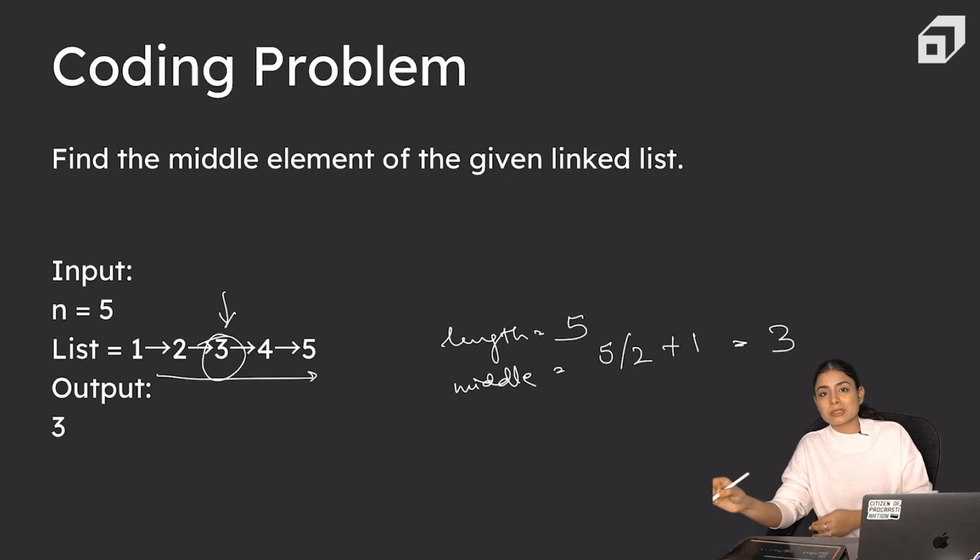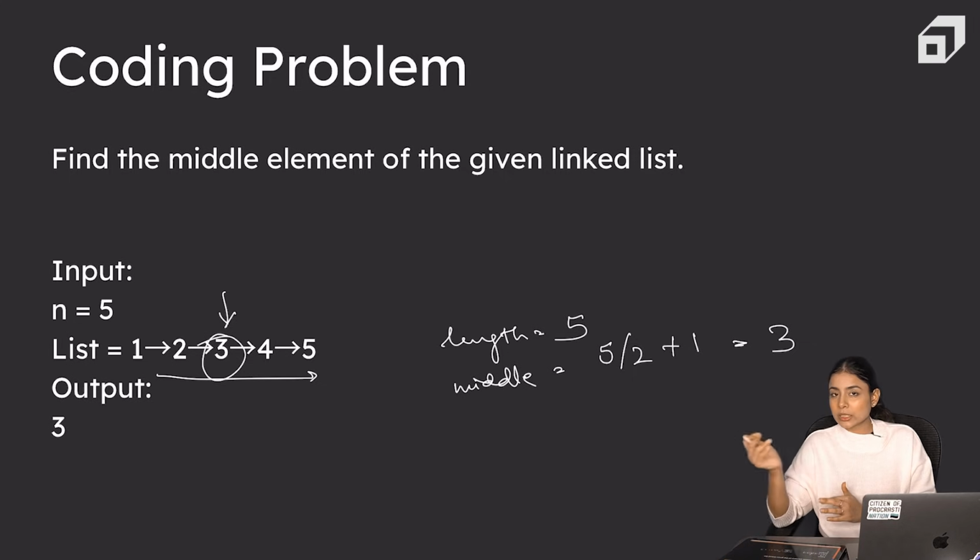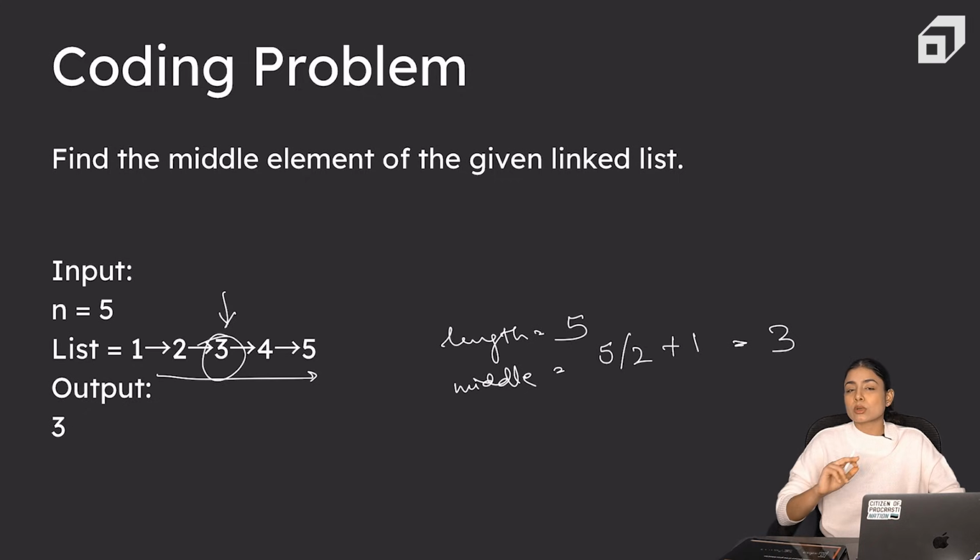Firstly, we'll need to traverse the entire linked list to find the length of the linked list, which is easy. We know how to traverse the linked list. We just need to keep a pointer and keep increasing it to find the length. And then we need to traverse the linked list again till the middle element to return the value of the middle element. In this solution, we'll be traversing our linked list twice. Okay, first we'll be traversing the entire linked list, and then we'll be traversing half of the linked list.